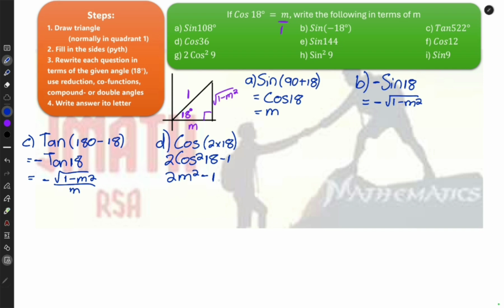That's it. Question E. In this case, again, I need to get this to something with an 18. That looks very far away from 18. But I'm going to just reduce with the quadrant. So I can see that's in quadrant 2. So it would be sine of 180 minus, okay, and it would be a 36.